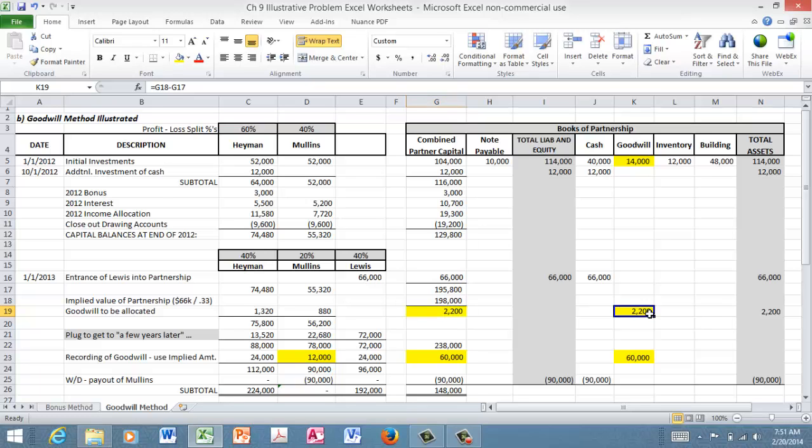I don't know, but we do know that we now have an event, and it causes us to recognize $2,200 of goodwill because of what's being implied by Lewis's purchase of the 1/3 share. So this 2,200 now needs to go between Heyman and Mullins according to their profit and loss split. If I take the 2,200 times 60%, I get 1,320, and I do the same thing for Mullins: the 2,200 times Mullins's 40%, and I get 880.